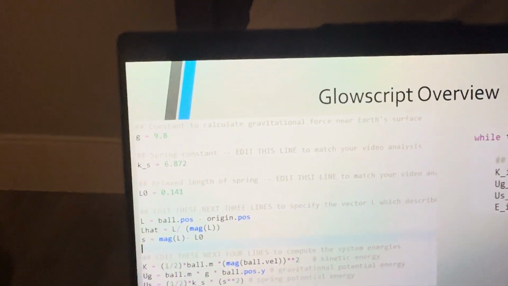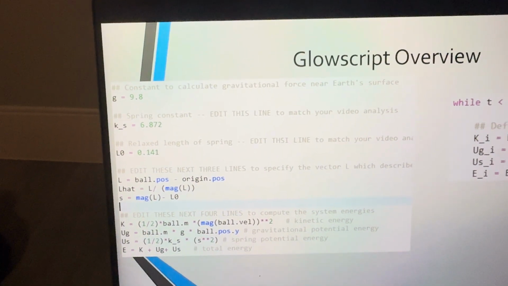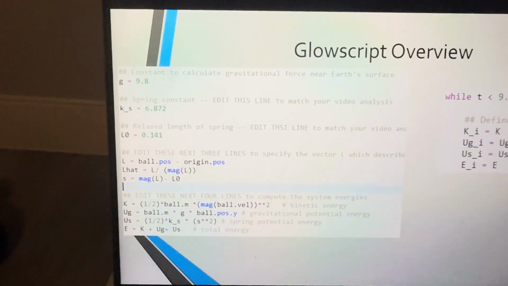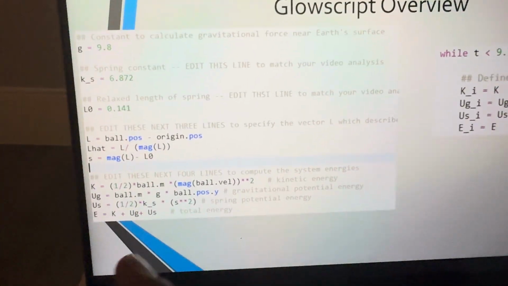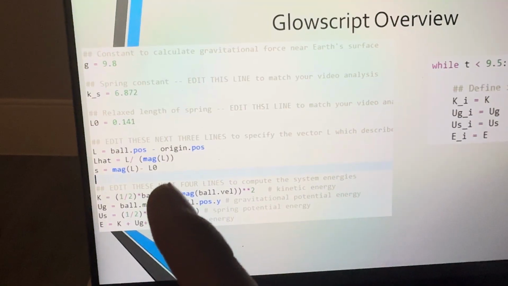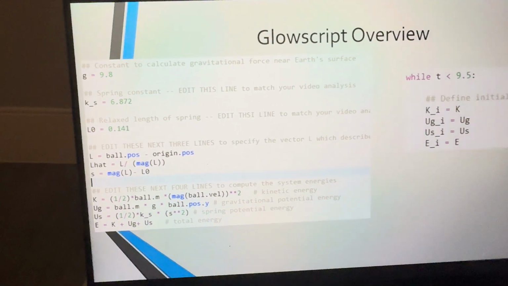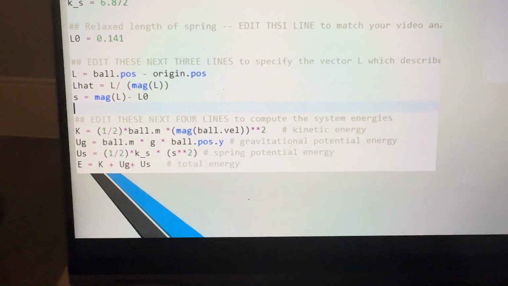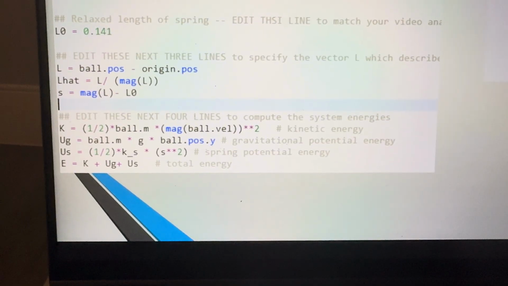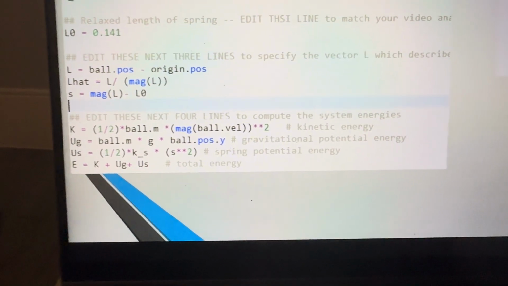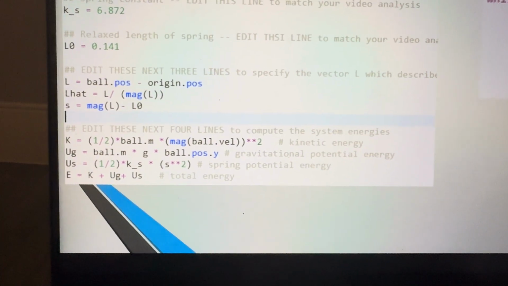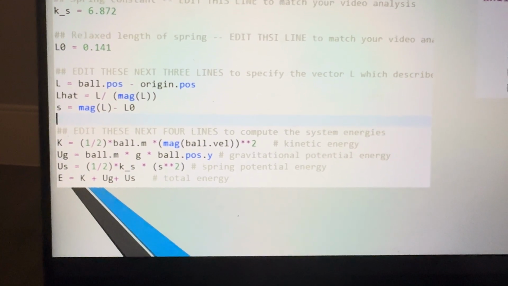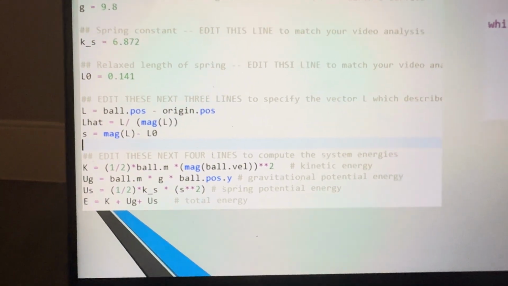Here's some GlowScript review. Here's the g of 9.8, the spring constant which was given to us, and the relaxed length of the spring, which is found out with one of the spring formulas. And here's the equations for the spring, for the ball position and all that, the L hat. And here's the equations for the system energies, K, UG, US, and then the total energy is all of those different energies added up: the kinetic, gravitational potential, and spring potential energy.